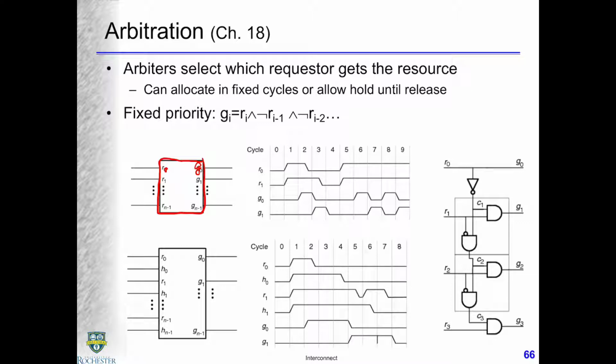So the timing diagram would be something like this. Here we're looking at 10 cycles of operation. At cycle 1, both 0 and 1 raised their request. Okay? And we decide to give it to 0 because of priority. Let's say we have fixed priority. The lower the number, the higher the priority. So 0 gets the request. Okay, that's very simple for one cycle.